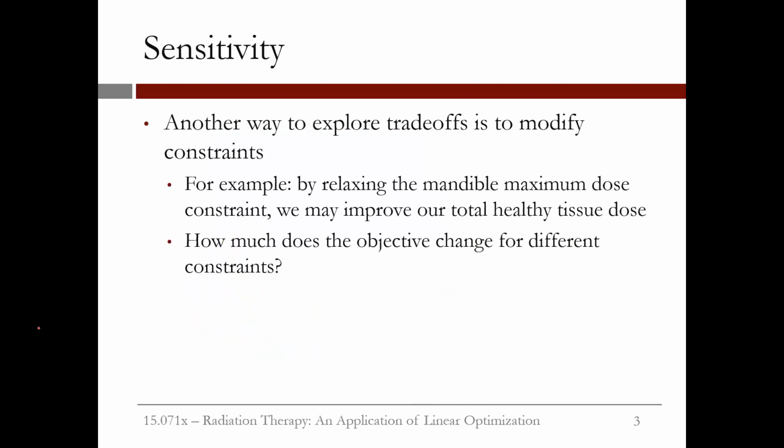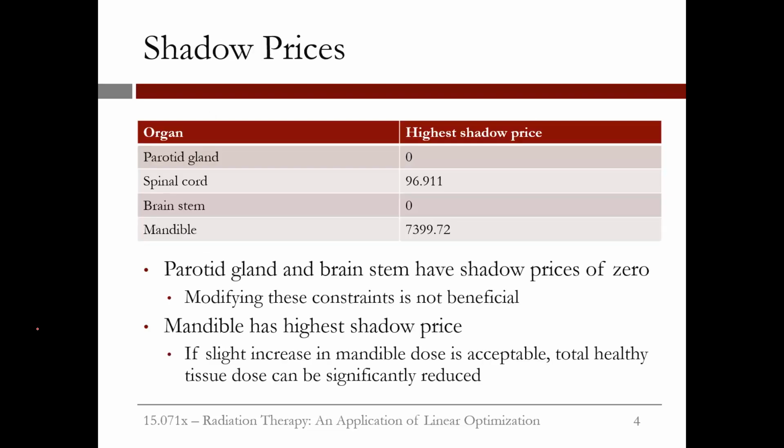Another way to explore trade-offs is to modify the constraints. For example, by relaxing the mandible maximum dose constraint, or by allowing the maximum dose to the mandible to be higher, we may improve our total healthy tissue dose. We would like to know how much the objective changes for different constraints. This can be answered by looking at the shadow prices of the constraints.